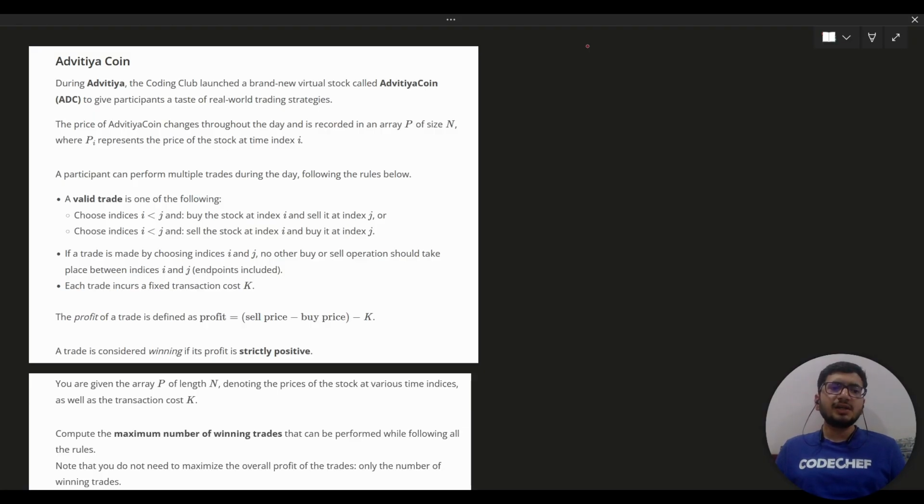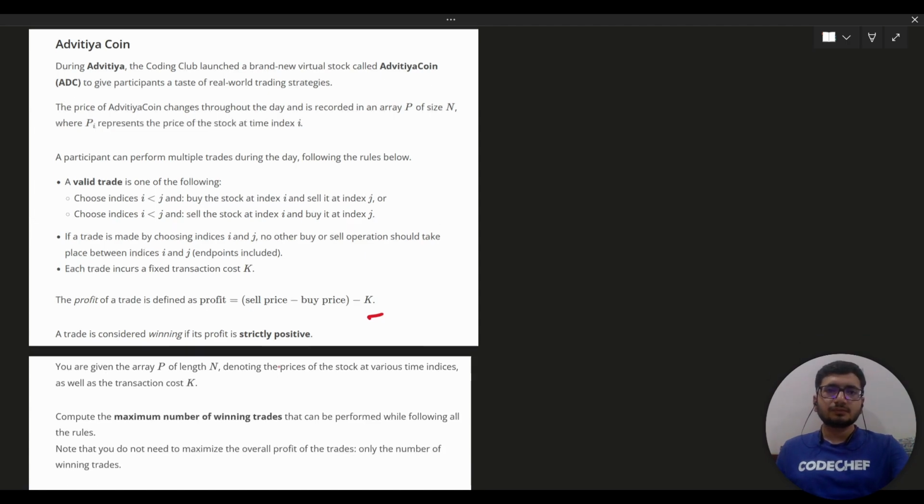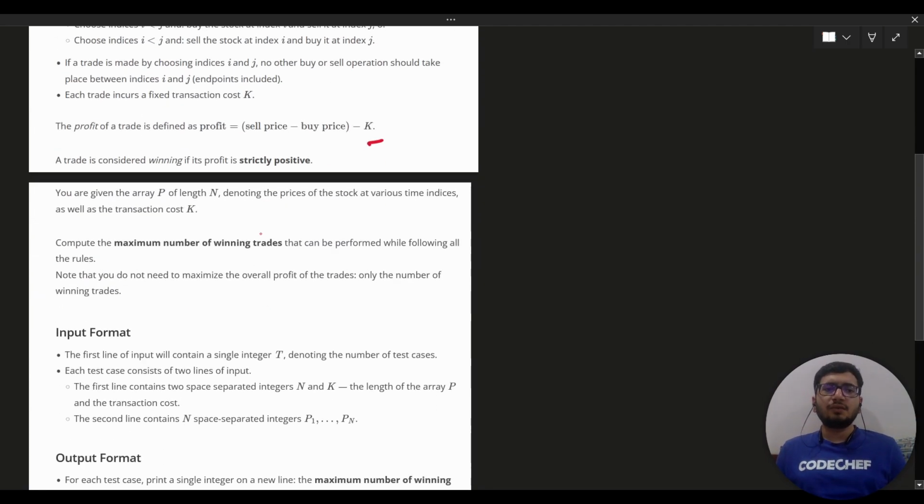Every trade incurs a fixed transaction cost of K. Therefore, the profit of a trade is defined as the sell price minus buy price minus the fixed transaction cost, that is K. A trade is considered winning if its profit is strictly positive. Now we are given this array P of length n, denoting the price of stock at various time indices, as well as the transaction cost of K. We need to compute the maximum number of winning trades that can be performed following the rule. Remember, we don't need to maximize the profit, just the number of winning trades.